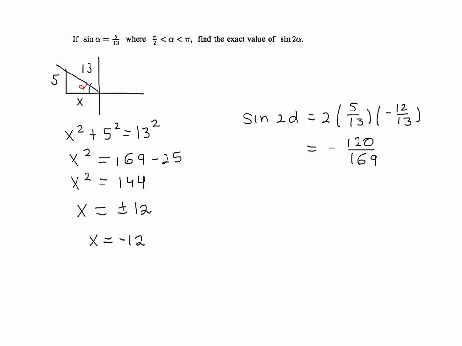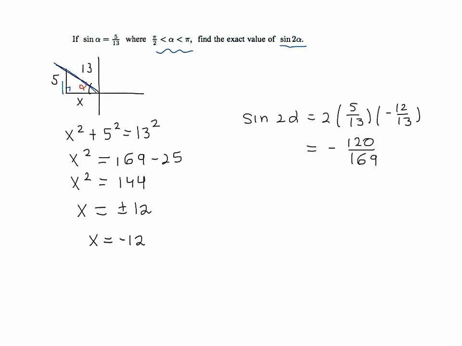Sine of an angle is equal to 5 over 13, where angle is between pi over 2 and pi, so that is on the second quadrant. Find the exact values of sine of 2 alpha. If sine of an alpha is equal to 5 over 13, sine is opposite over hypotenuse, so on a second quadrant, drop it down perpendicular. Opposite is 5, hypotenuse is 13.